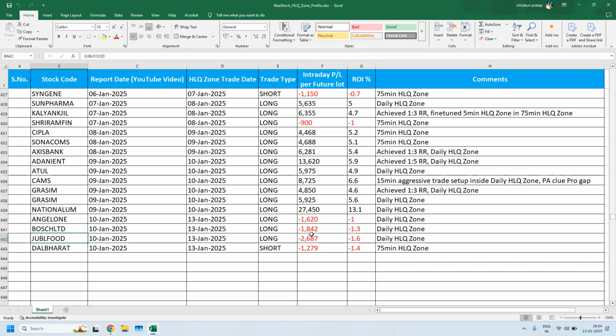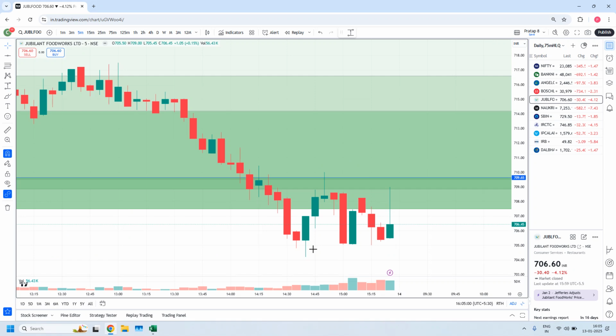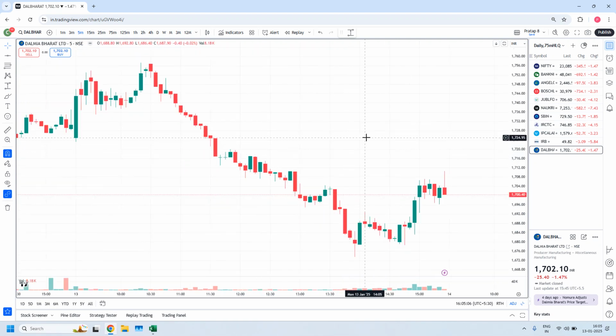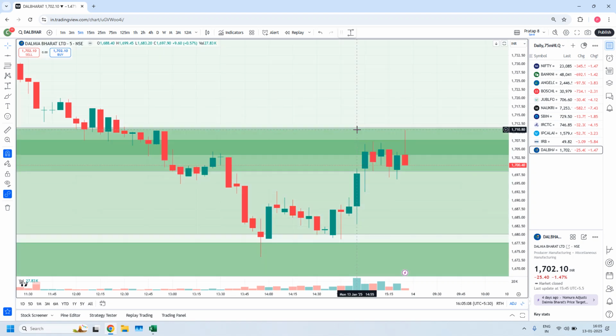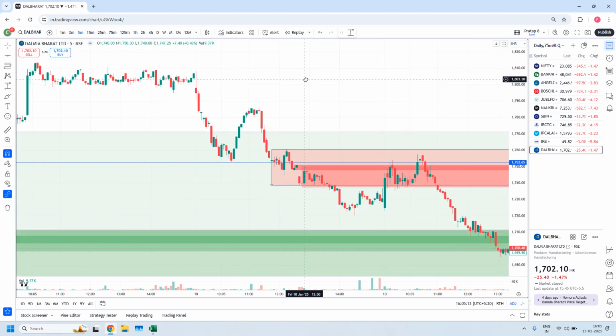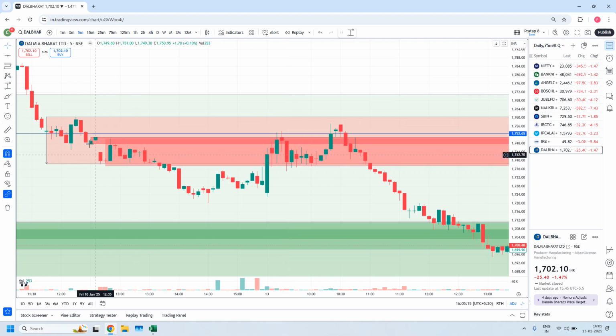If at all your trade is really stopped out, that is Dalmia Bharat. Why Dalmia Bharat? Because this is a clear stopped out trade during the early session of the market itself. So let me open the Dalmia Bharat 5 minute zone. This is a supply zone. But interestingly, another observation we will also see. So this is the one.